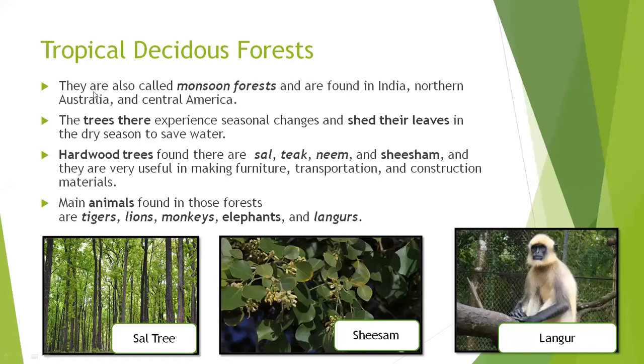Okay, so hardwood trees like sal, teak, neem, shisham are very useful in making furniture, transportation, and construction materials. We can find so many trees here in the tropical deciduous forest, like the sal tree. Shisham is used for medicinal purposes too. And what is its wood used for? Its wood is very useful for furniture and transportation.